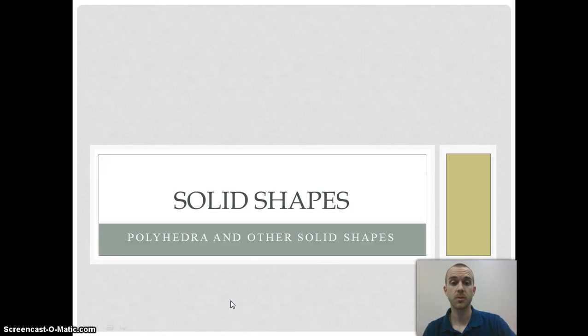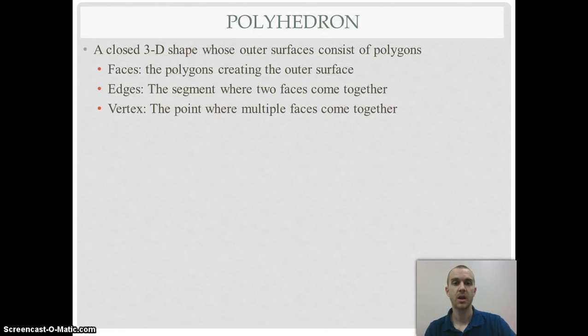In this video, we'll explore polyhedron and other solid shapes. Now, a polyhedron is a three-dimensional closed shape whose outer surface is made up of polygons. So, some of the key terms we talk about are the faces, the edges, and the vertices. The faces are those actual surfaces, and it's made up of polygons, so straight edge shapes.